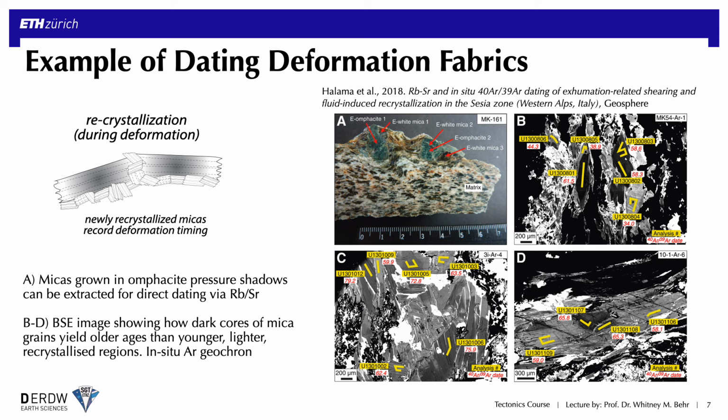So the images in B through D, for example, are showing in situ argon ages on white mica, the red numbers there. And you can see in the backscatter electron image that many of the grains are actually zoned with dark cores and lighter rims, and that the dark cores are systematically older at around 65 to 70 Ma, probably reflecting the early high pressure metamorphic history, eclogite facies metamorphism. And then the lighter rims, they range from 60 Ma all the way down to the high 30s.